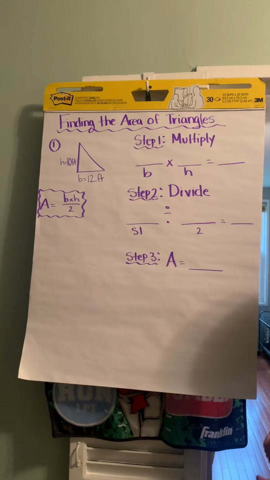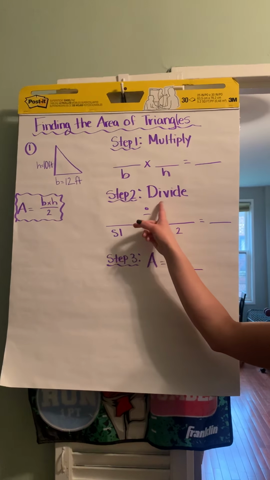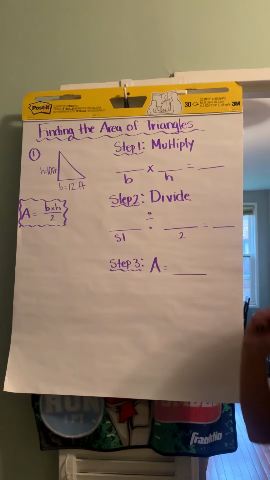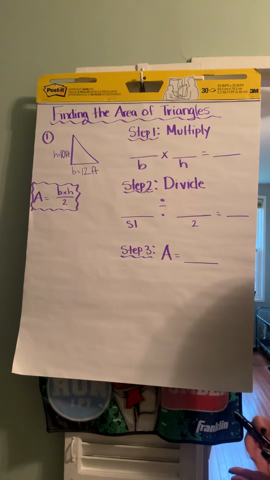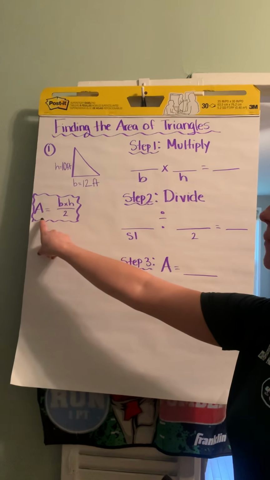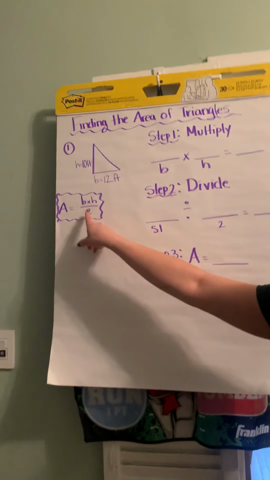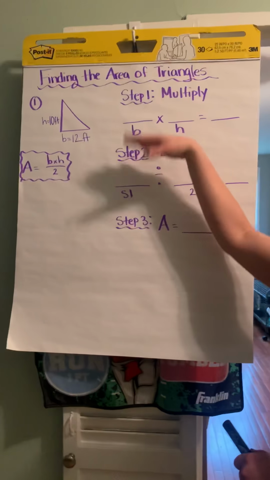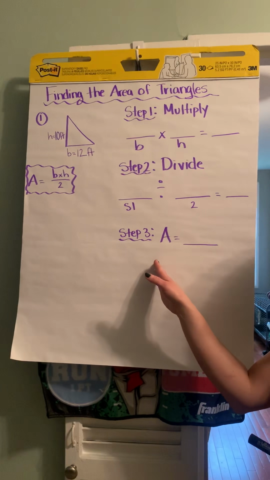But I did notice that a lot of you have been forgetting step 2, which is to divide by 2, and we can't forget step 2. If we forget step 2, then our answer is not going to be correct. So we have to remember that the formula is base times height divided by 2. So we have to do both steps before we go to step 3 and write our final answer.